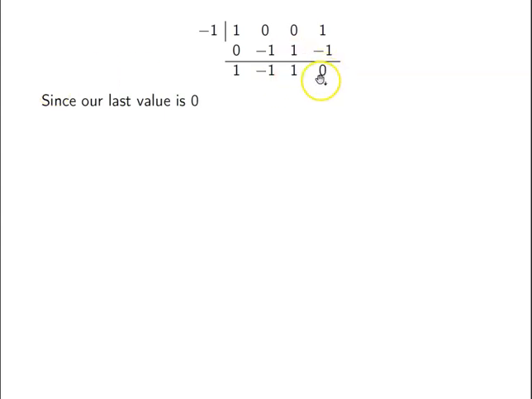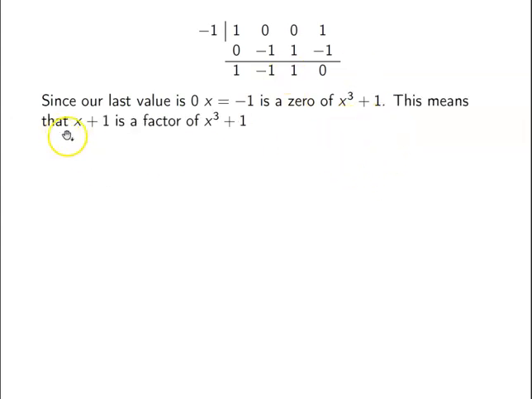Since our last value here is 0, it means I did a good job. I got what I wanted. That means that x equals -1 is a 0 of x cubed plus 1, meaning I can factor. If I were to zero this out, x plus 1 equals 0, add it to the other side, means x plus 1 is a factor of the polynomial x cubed plus 1. Again, how do I get that? We add 1 on both sides, and I get x plus 1 equals 0. That factor is a 0 of the polynomial.